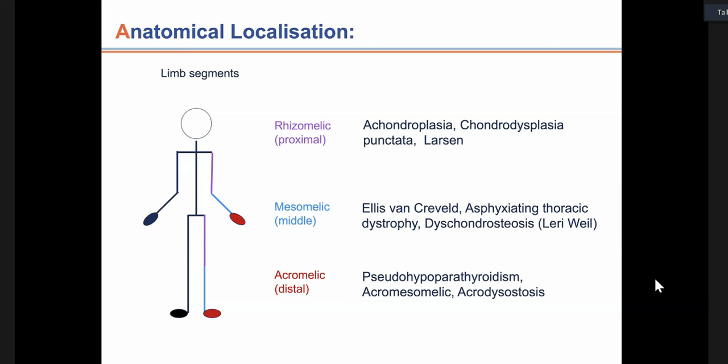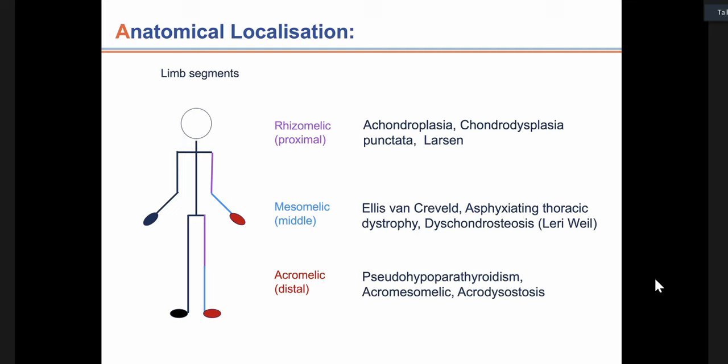So rhizomelic, often achondroplasia, chondrodysplasia punctata, rhizomelic type, and Larsen syndrome. Mesomelic is the middle segment: Ellis-van Creveld, Jeune asphyxiating thoracic dystrophy, and dyschondrosteosis, Léri-Weill syndrome. Acromelic, if you remember acromegaly, hands and feet, distal segments: pseudohypoparathyroidism. Anytime you say pseudohypoparathyroidism, in your head, you should also say pseudo-pseudohypoparathyroidism. Acromesomelic dysplasia and acrodysostosis.